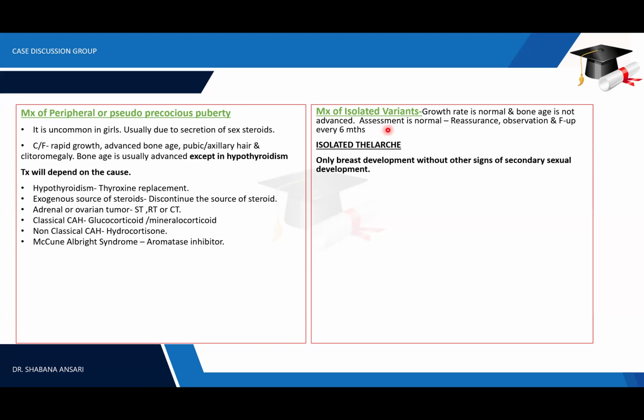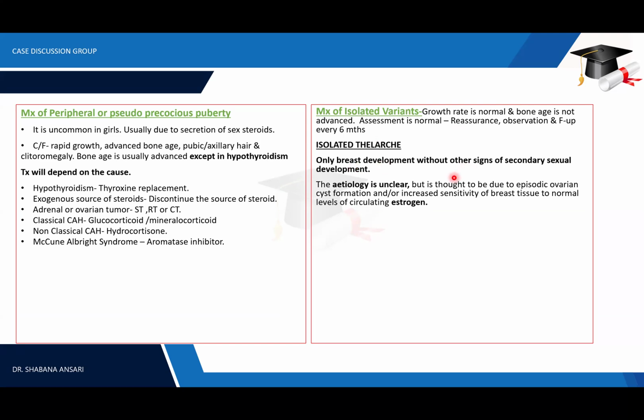Now coming to the isolated variants. So here usually growth rate is normal, bone age is not advanced. But in central and peripheral precocious puberty, there will be growth spurt and bone age will also be advanced. Assessment is usually normal. So if all the assessment is normal, we will just give reassurance, observation and follow-up every 6 months.